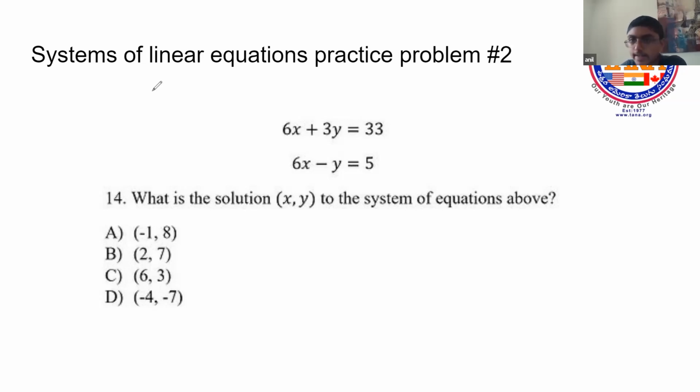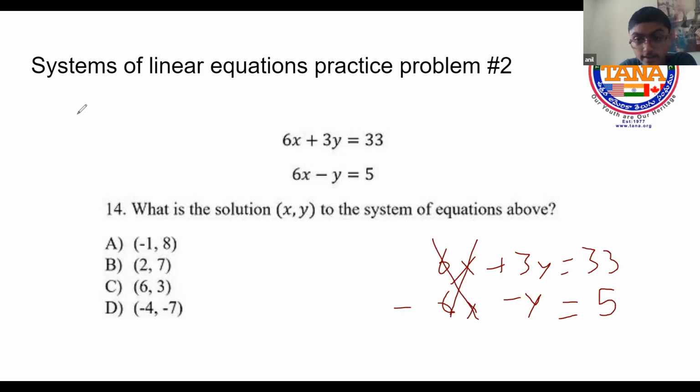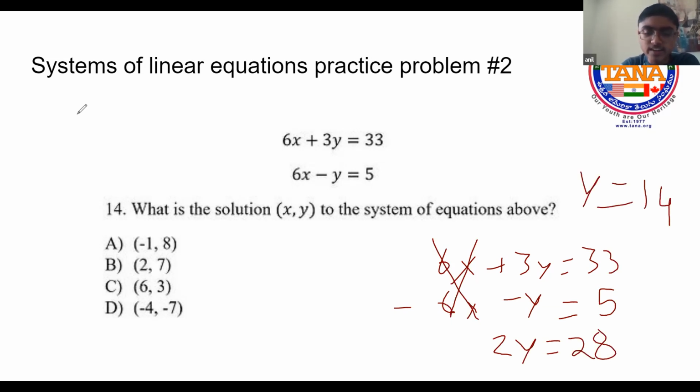All right, I guess we can just do this right now. So what I do for this problem, since the x values are the same, you can eliminate them. So 6x plus 3y equals 33 is the first equation, and 6x minus y equals 5. What you can do here is subtract these two and cancel out x entirely, and you have 2y equals 28. From there, it's just simple math, y equals 14. And you have one of the values.